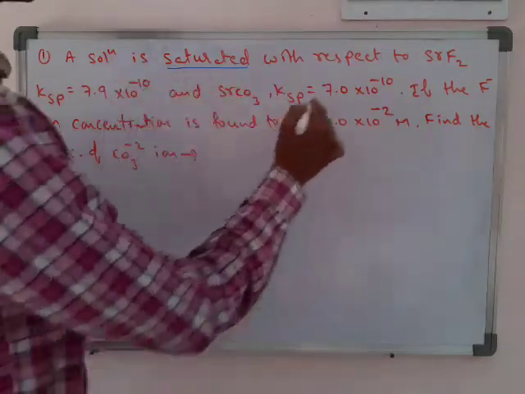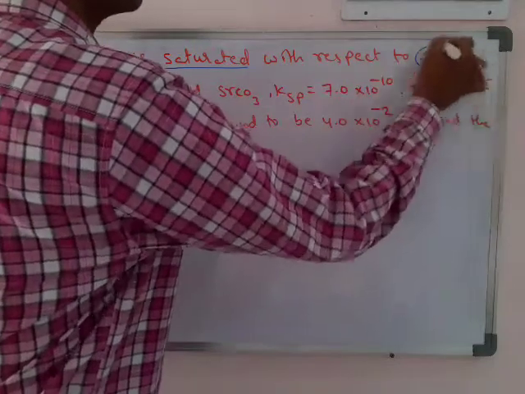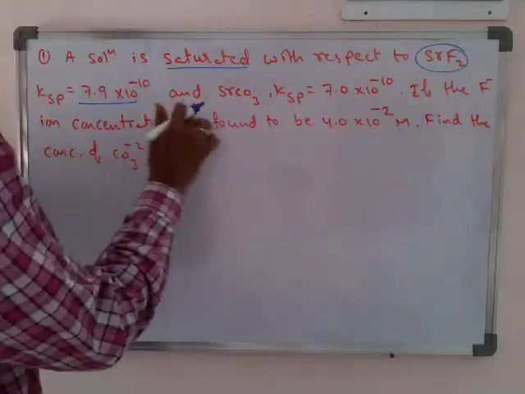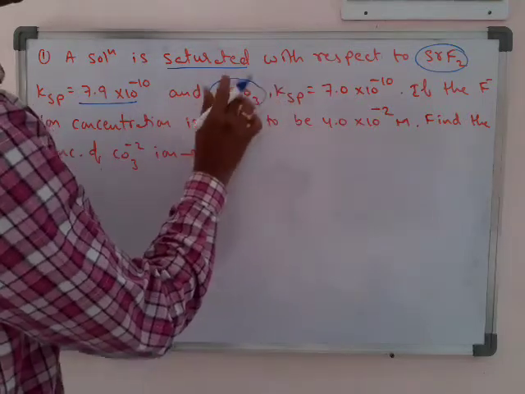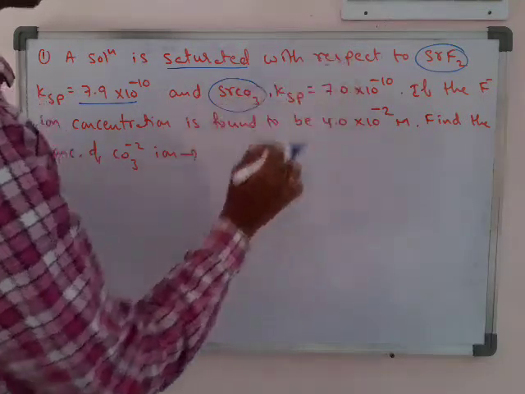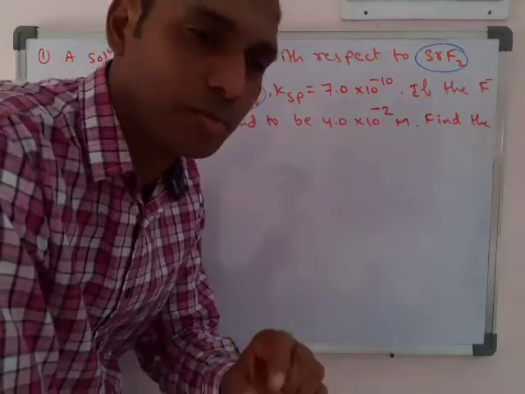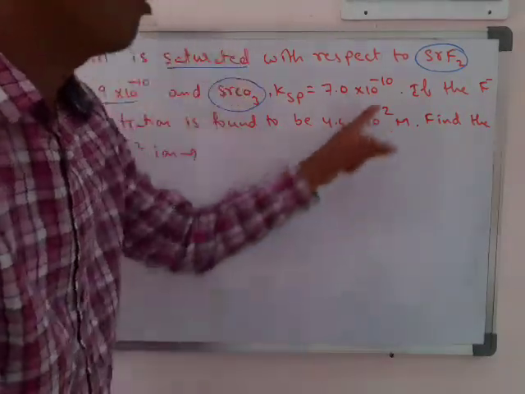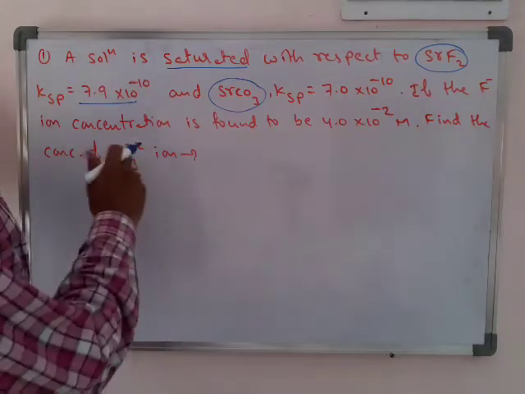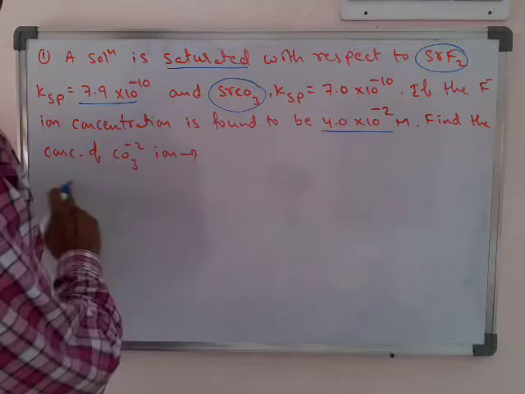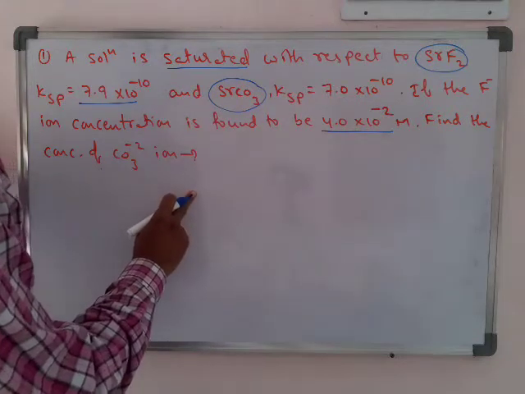A solution is saturated with SrF2, which has its KSP given, and SrCO3, strontium carbonate. Strontium fluoride and strontium carbonate means in a solution both salts are perfectly saturated. So if the F minus ion concentration is 4 into 10 power minus 2 M, what is the concentration of carbonate ion?